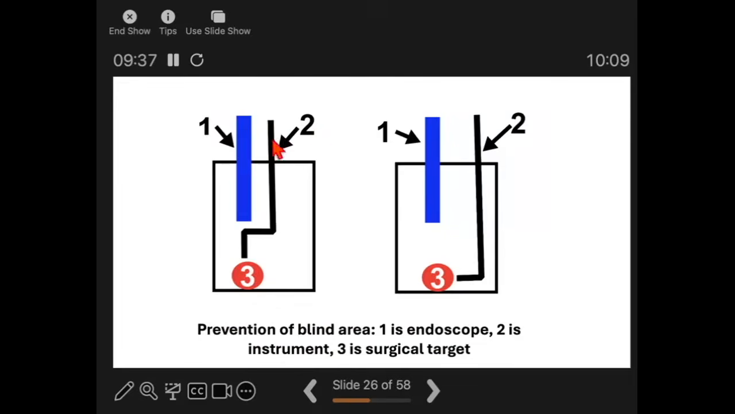This is the diagram which shows how the instrument should be introduced. This is the endoscope, this is the instrument, and this is the surgical target area. So if you introduce it in such a way that the instrument comes between the endoscope tip and the surgical target area as shown here, then the surgical target area will not be seen. Whereas on the other hand, if one brings the instrument from the side and then brings it to the surgical target area and then dissects this tissue, then the instrument is visualized as well as the surgical target.